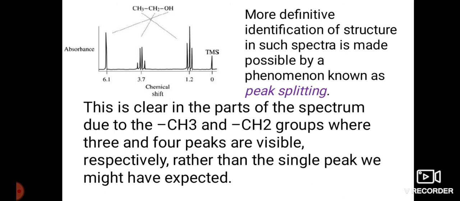This is how this particular splitting takes place and gives an idea. Once we get these peaks and the chemical shift values, the only possible linking will be CH3 CH2 OH. So, this is clear in the parts of the spectrum due to the CH3 and CH2 groups, where 3 and 4 peaks are visible respectively, rather than a single peak. This is how chemical shift affects and plays a very important role in the structural elucidation of small molecules through NMR spectroscopy.